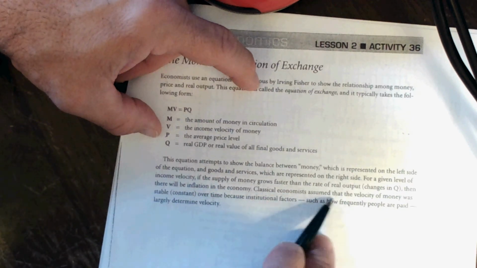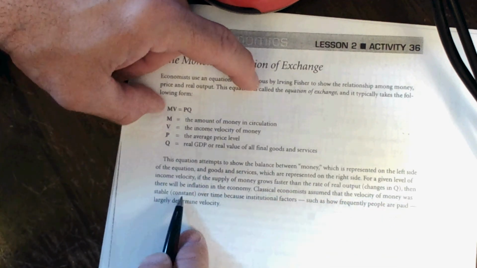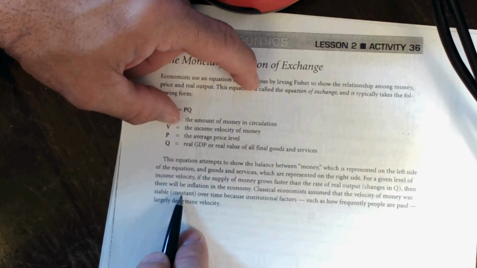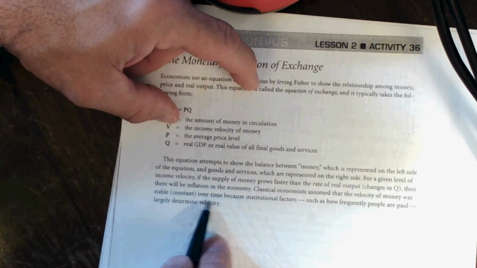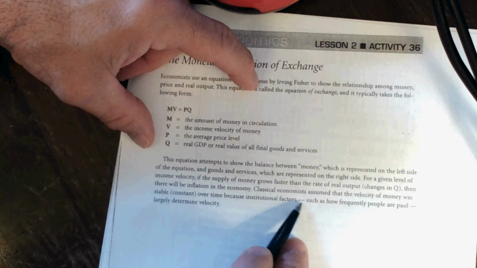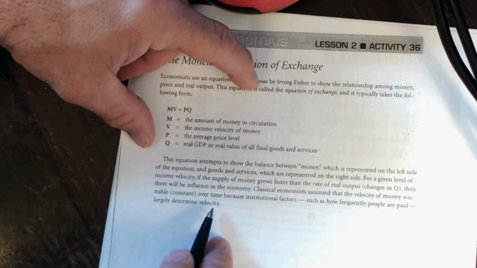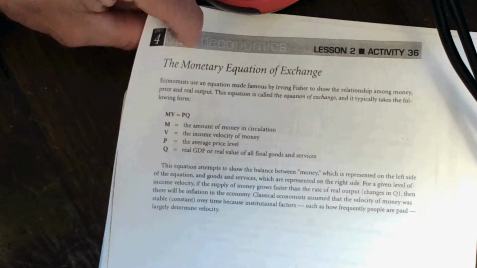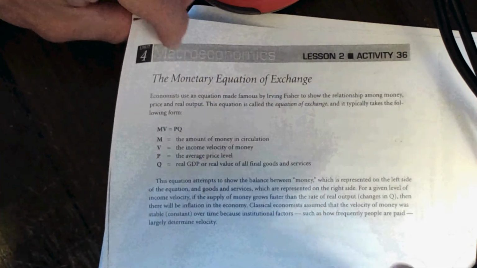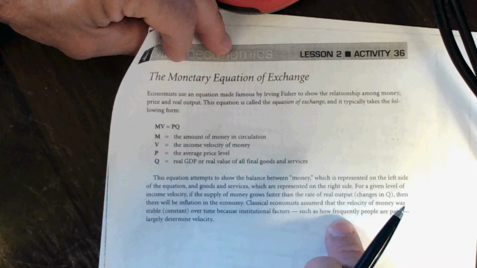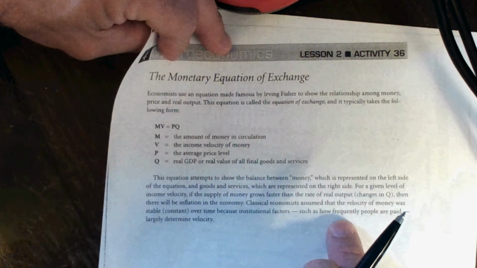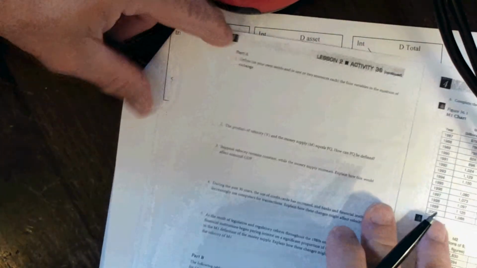Classical economists assumed that the velocity of money was stable. So for this to work, V has to be constant. Over time, institutional factors, such as how frequently people are paid, largely determined velocity, which does vary over time, though, because now you don't have to go to the bank to get your money on payday. There are other ways of getting your money, for example, ATMs.